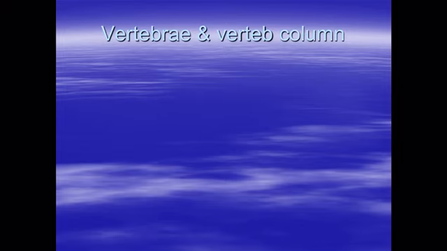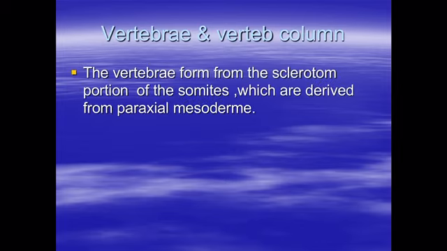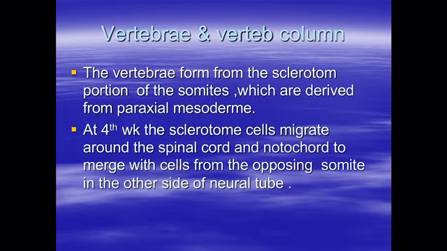Regarding the development of the vertebrae and vertebral column, the vertebrae form from the sclerotome portion of the somite, which is derived from the paraaxial mesoderm. At the 4th week, the sclerotome cells migrate around the spinal cord and notochord to merge with the cells from the opposing somite on the other side of the neural tube.